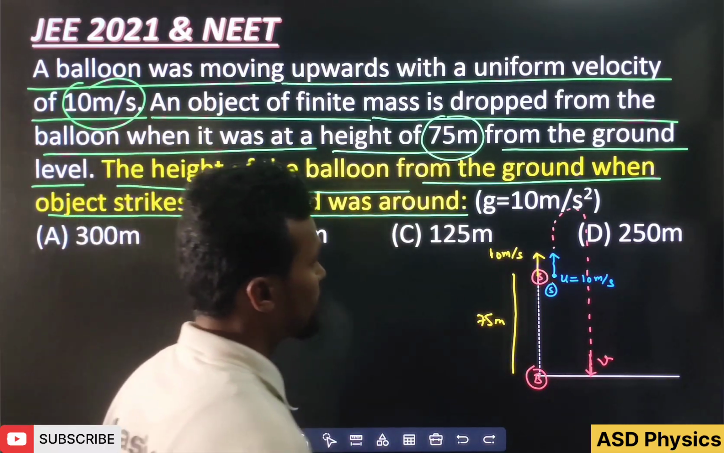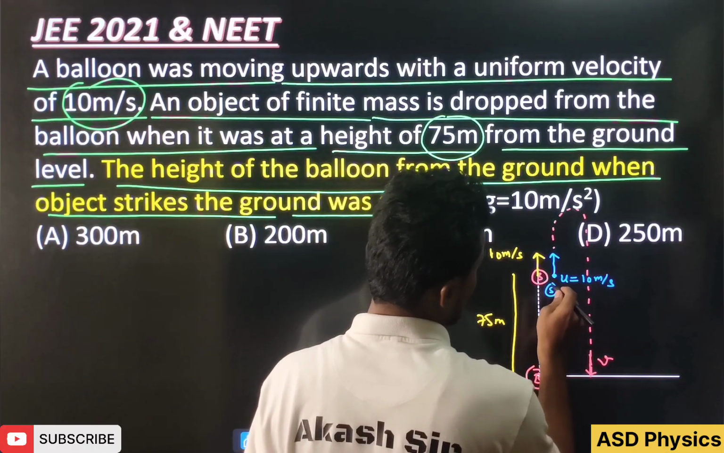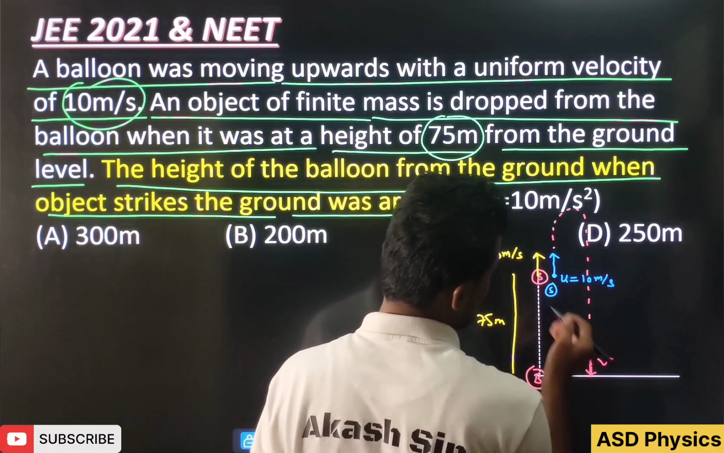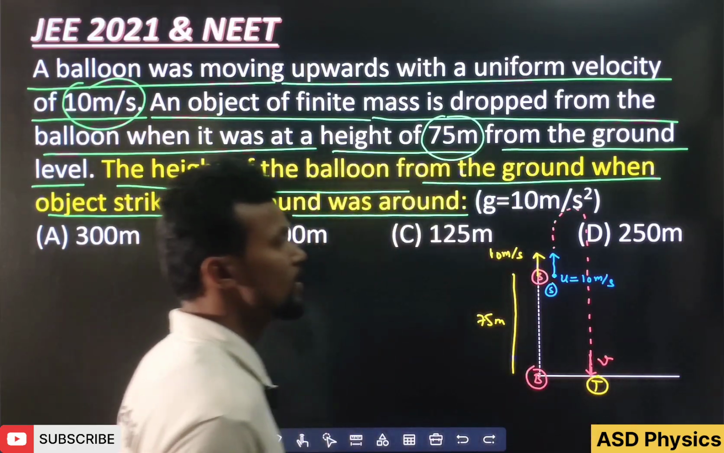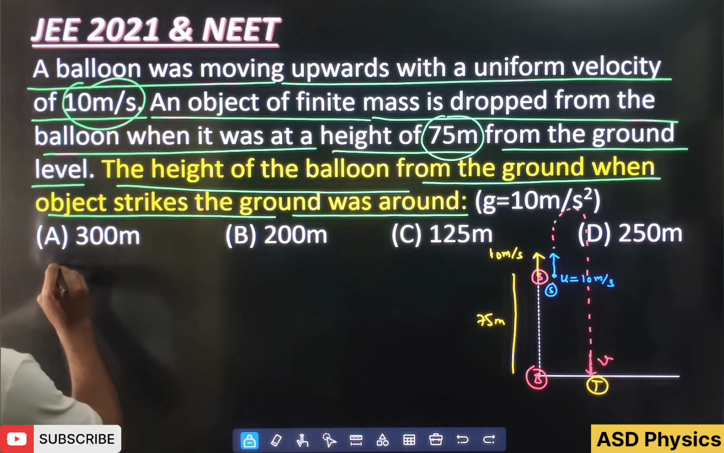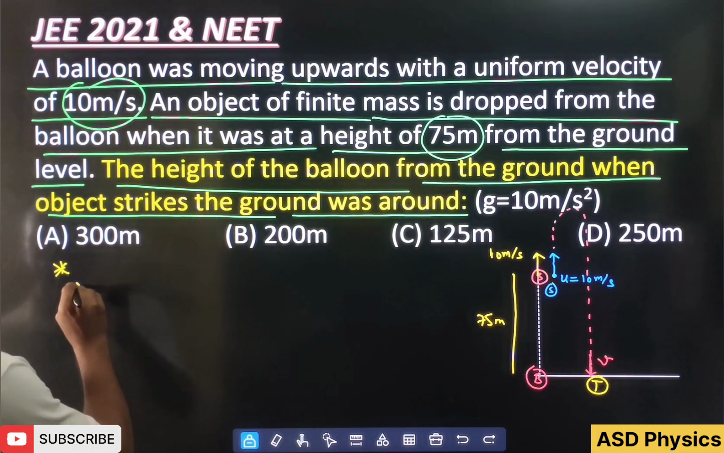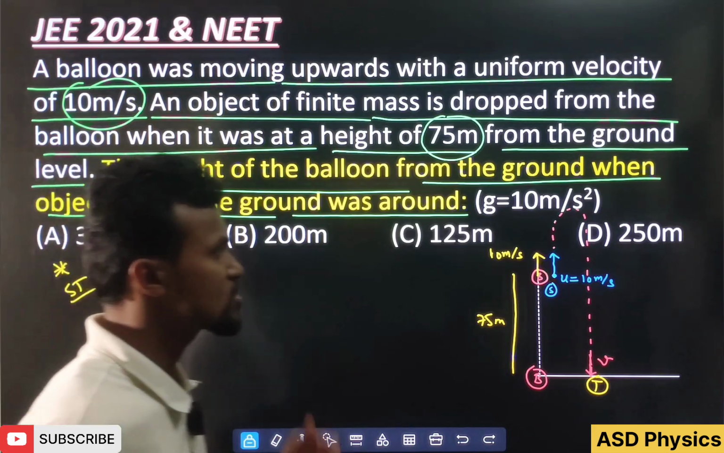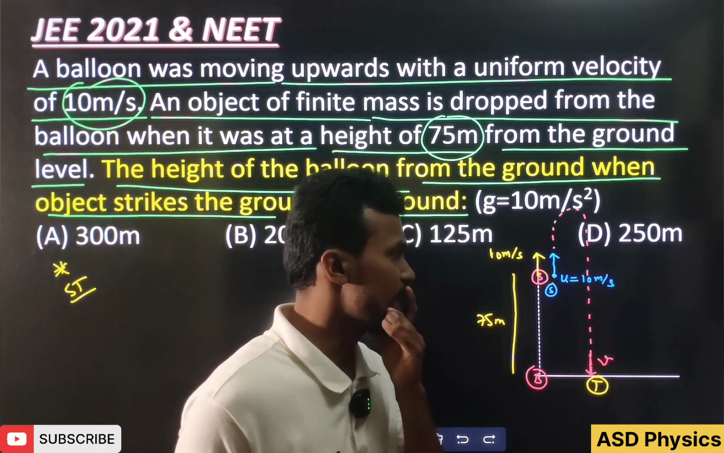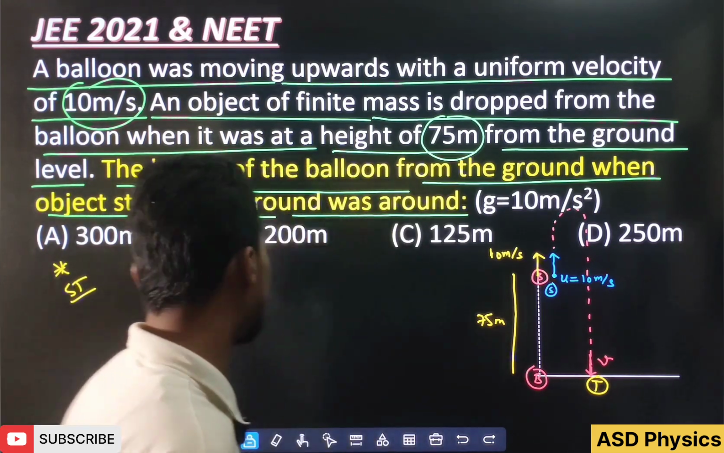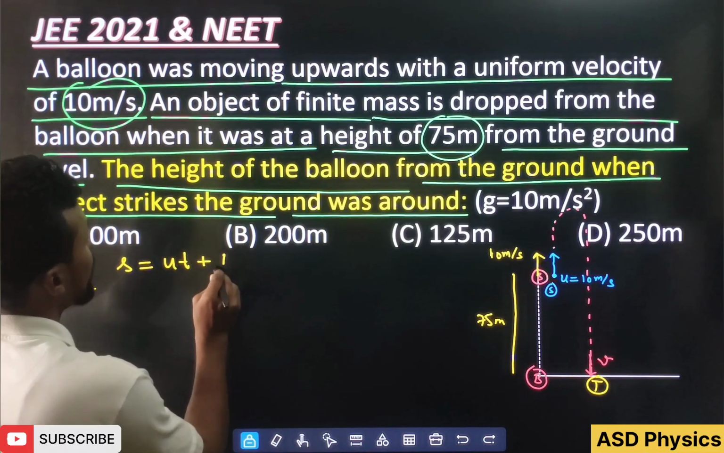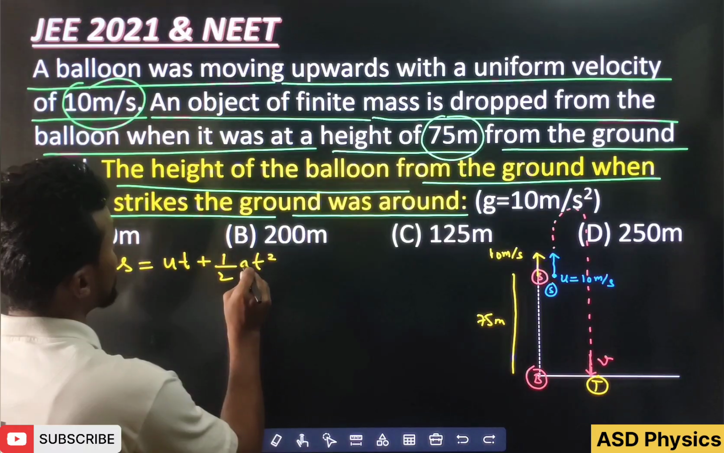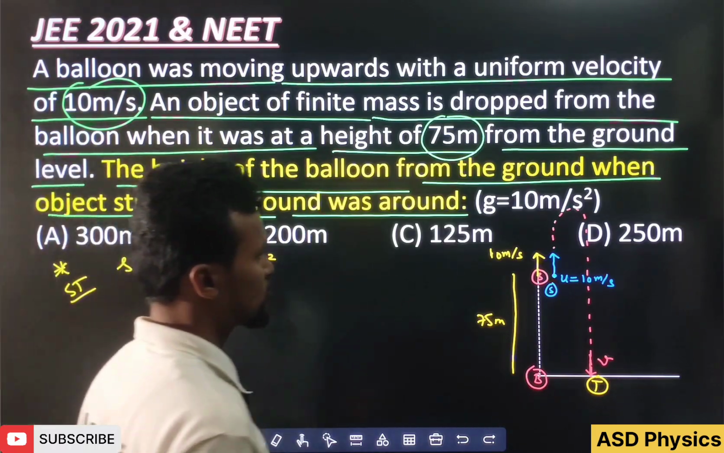Now remember, let's take the stone's initial point S, and this point I have taken as T. So I am going to use the equation of motion from S to T. Which equation of motion? Actually, we need the time, and this 75 height is also given. So I am going to use s equal to ut plus half at square, because no other choice is left.